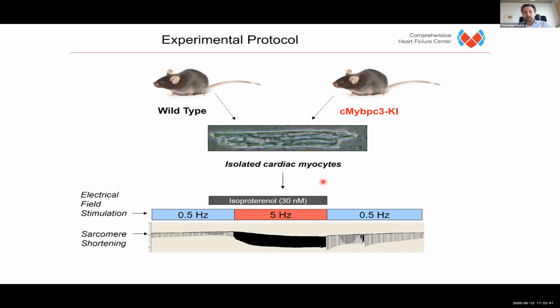So to simulate this a little bit, we do a beta-adrenergic stimulation as you have during maximal exercise by washing in isoproterenol in isolated twitching cardiac myocytes. And when the isoproterenol has been working for about a minute, we increase the stimulation frequency to 5 Hertz for 3 minutes. And then we step back to 0.5 Hertz. This is quite an abrupt but still physiological workload transition.